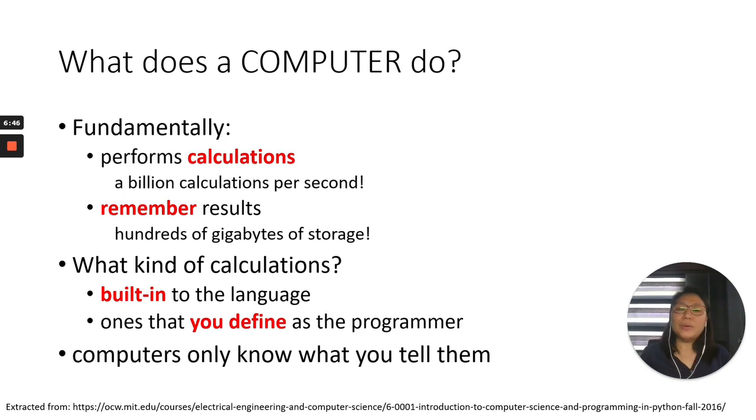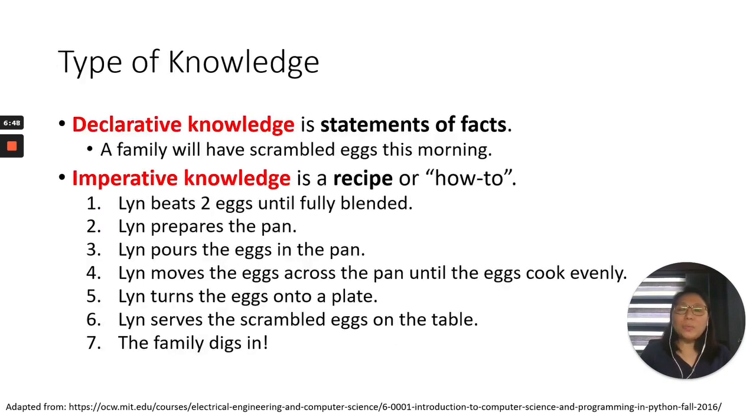Okay. So, how do we communicate with them? How do we tell the computer what to do? So let's go back to some definitions of knowledge. Declarative knowledge. These are statements of facts. So for example, a family will have scrambled eggs this morning. This is just a statement of fact. But it's a lot different from an imperative knowledge, which is a recipe or a how-to.